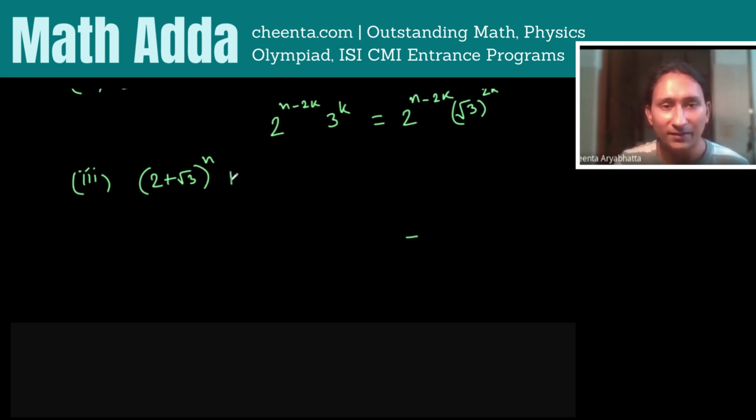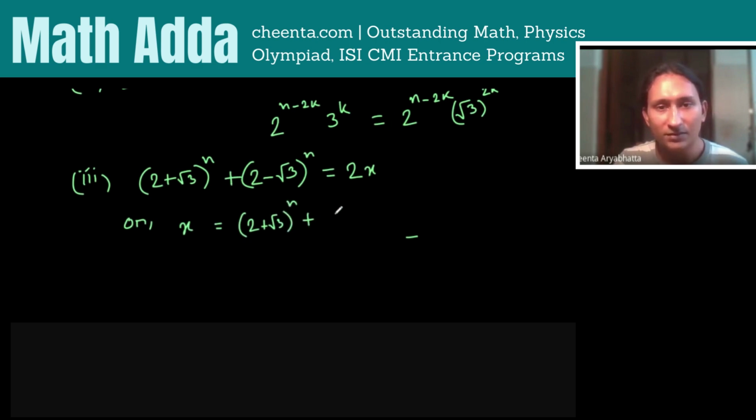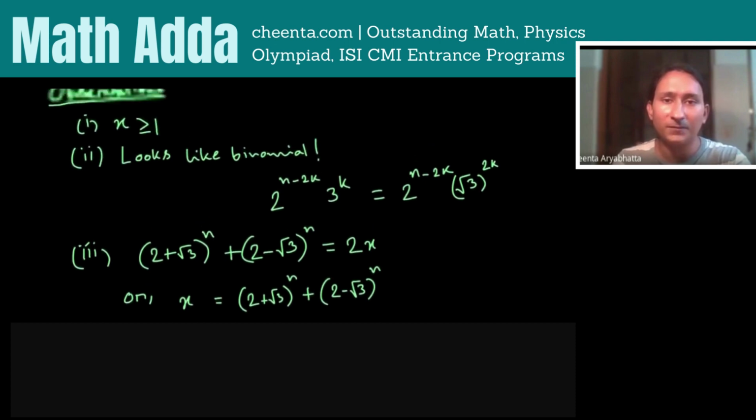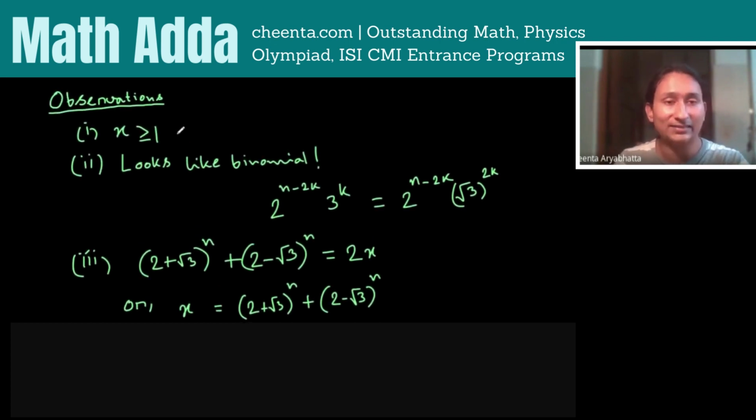2 plus root 3 power n plus 2 minus root 3 power n is equal to 2x, or x is equal to 2 plus root 3 power n plus 2 minus root 3 power n. By the way, x is greater than or equal to 1 and x is an integer. X is greater than 1, and x is in N. It's a positive integer.